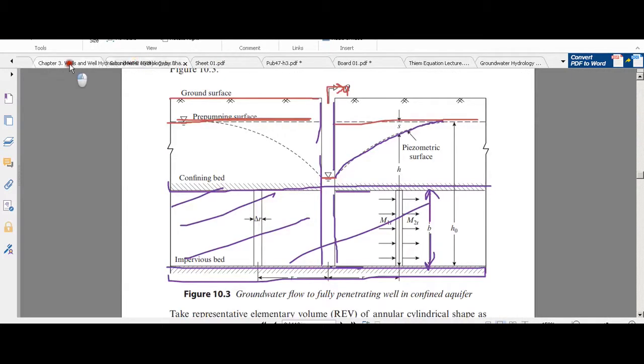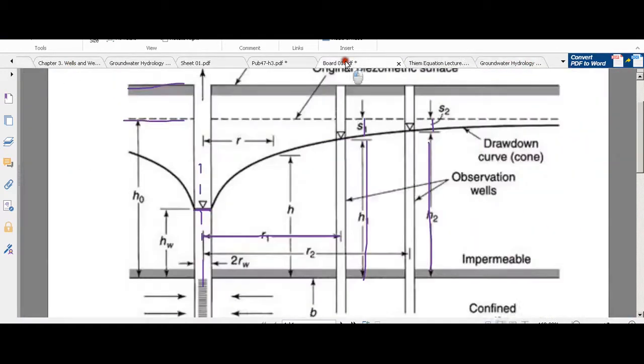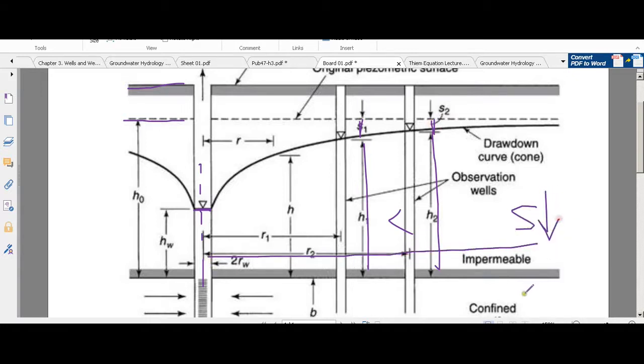Now just consider the problem. The height difference of h2 and h1, because h2 is larger, is the same as the height difference of s1 and s2, because I told you when the radius is increasing the s value will drop down, that means the drawdown value will drop down. That is the scenario you need to understand.